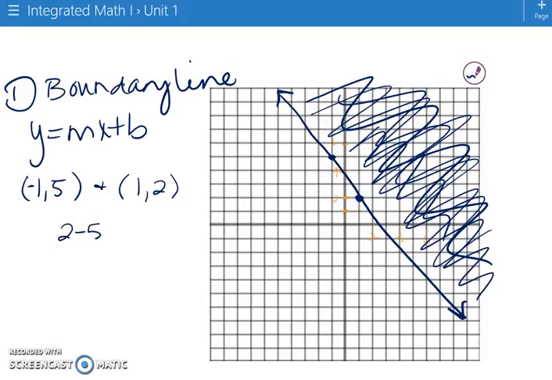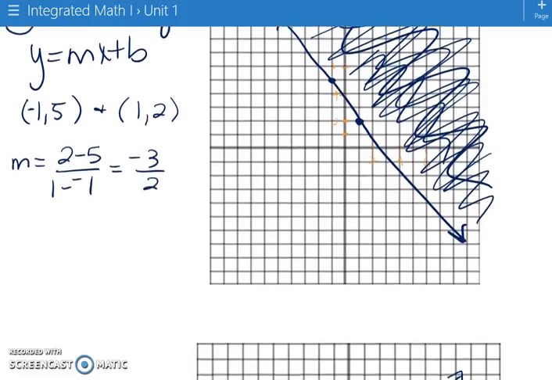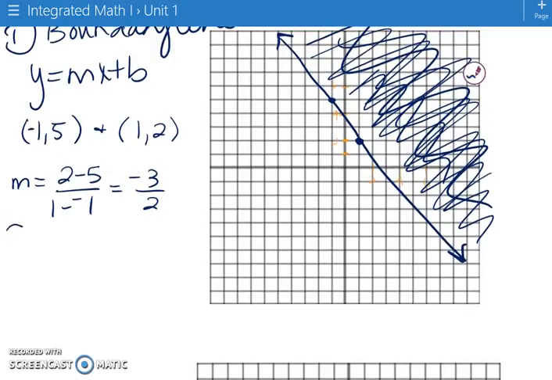So I'll do 2 minus 5, divided by 1 minus negative 1, which gives me negative 3 over 2. So my slope is negative 3/2. Now I'm going to use that slope and the equation y equals mx plus b to find the y-intercept and then write the equation of my line.